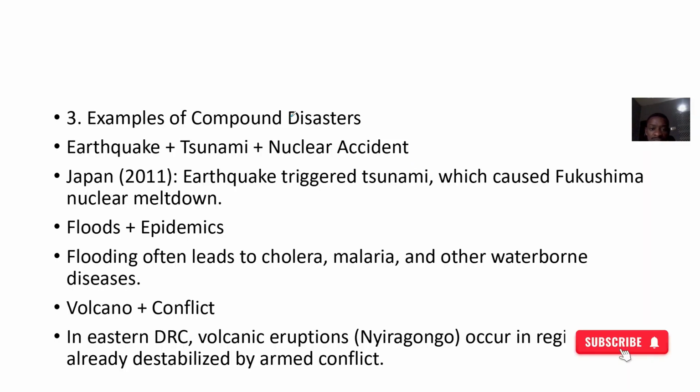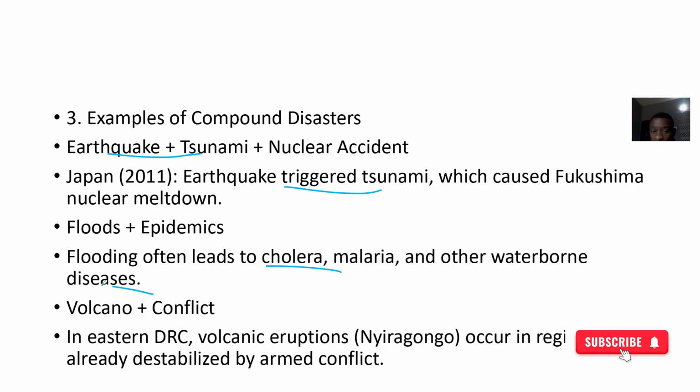So we have examples of compound disasters, like what? An earthquake can occur in combination with what? An earthquake can occur in combination with a tsunami plus a nuclear accident. So for example, in Japan in 2011, an earthquake triggered a tsunami which caused what? The Fukushima nuclear meltdown. Then floods can be combined with epidemics. So floods can lead to high levels of cholera, malaria, and other waterborne diseases. So basically, water is no longer safe for consumption.